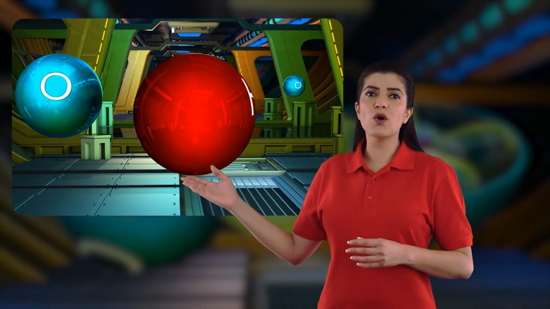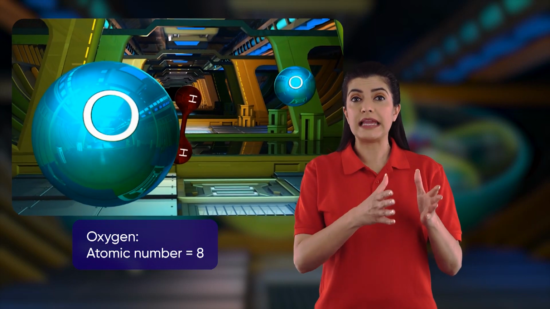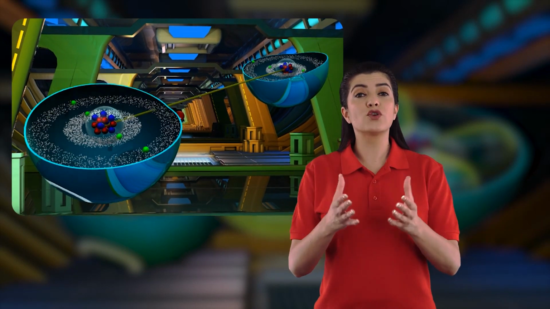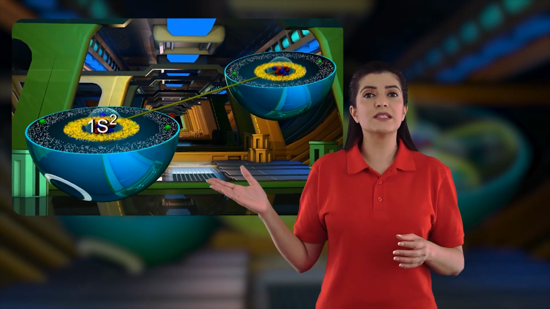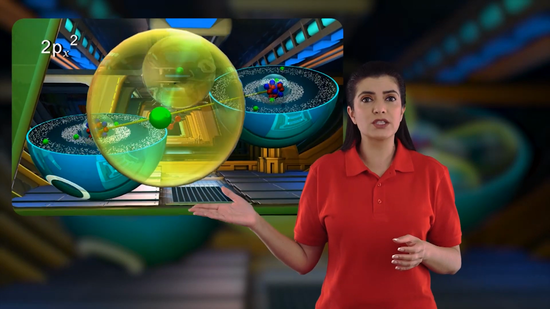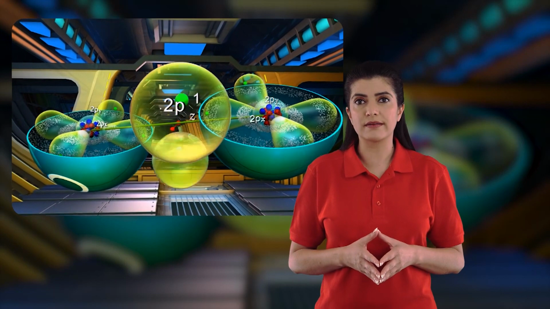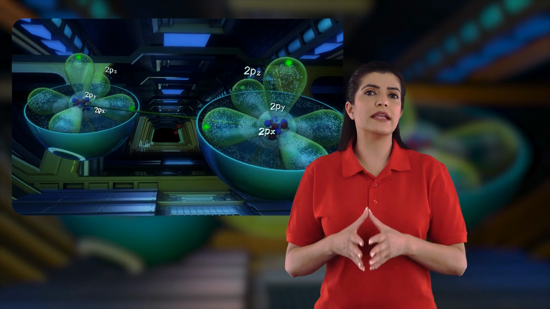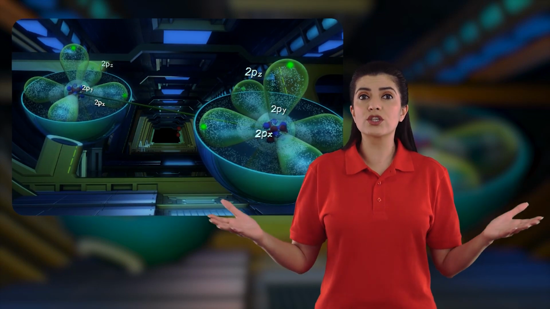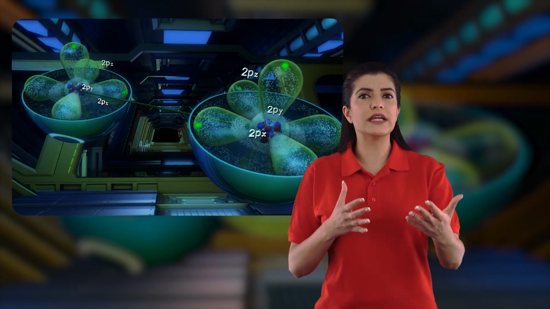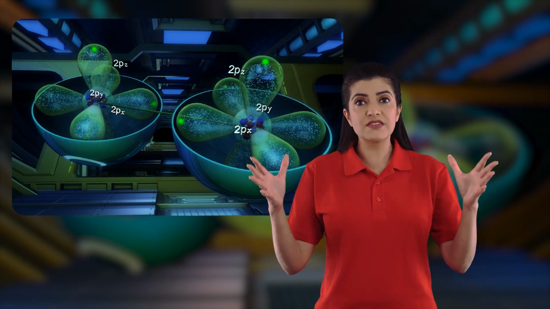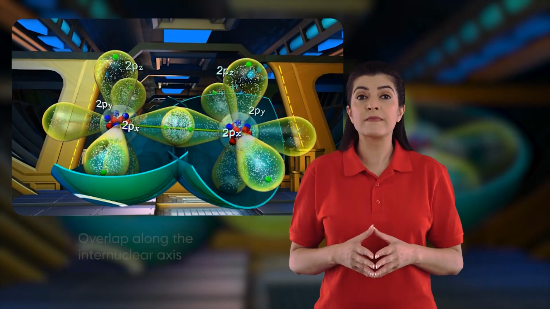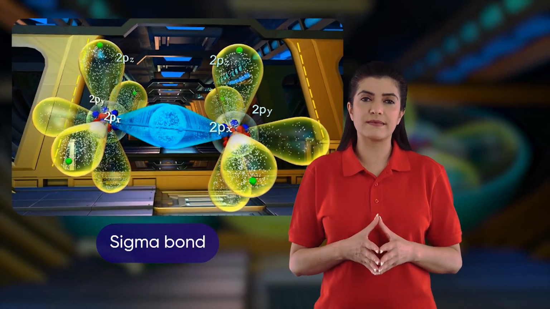Now let's consider two oxygen atoms having atomic number 8, approaching each other along their internuclear axis. We know that the electronic configuration of an oxygen atom is 1s2, 2s2, 2px2, 2py1, 2pz1. Clearly, the 2py and the 2pz orbitals are half filled with one electron each. Thus, the two oxygen atoms approach each other in such an orientation that the two py orbitals face each other and eventually overlap along the internuclear axis of approach. This bond is therefore a sigma bond.